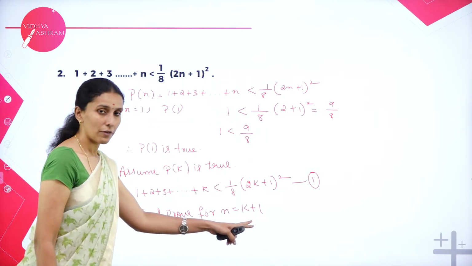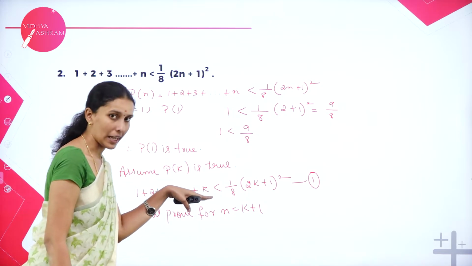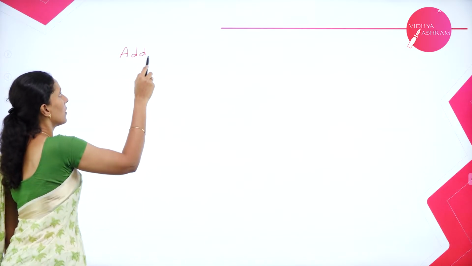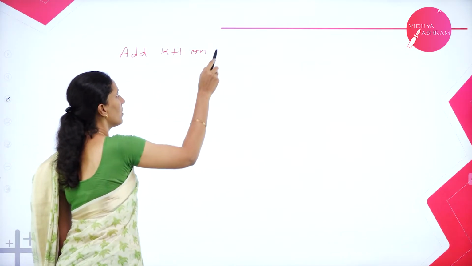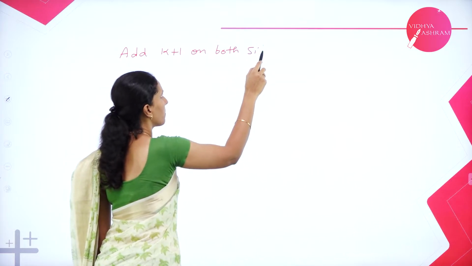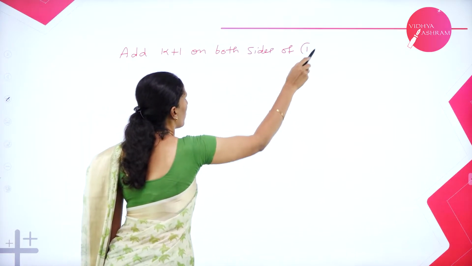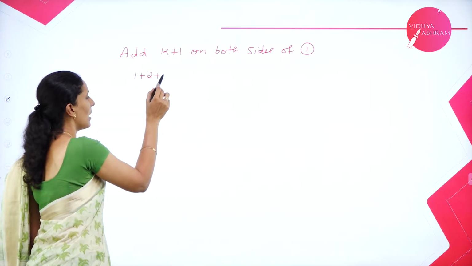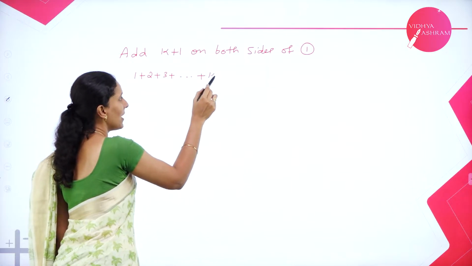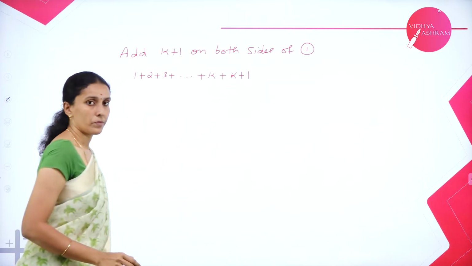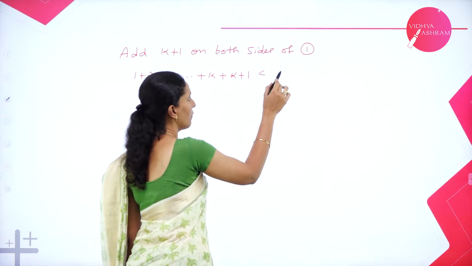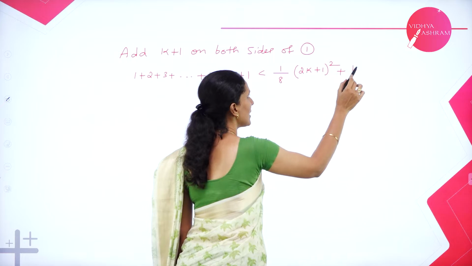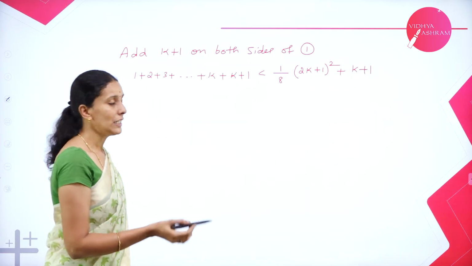If you want to prove the result for k + 1, you have this till k. Add k + 1 on both sides of equation 1. So what happens? 1 + 2 + 3 + etc. + k + 1 is less than 1/8 (2k + 1) whole squared plus k + 1. Let us solve the right hand side.